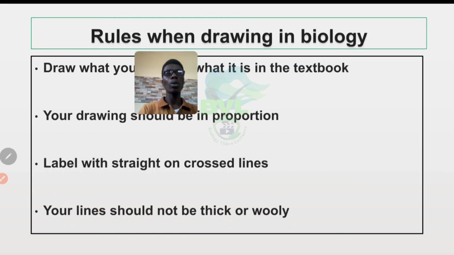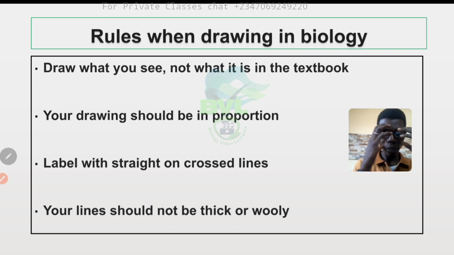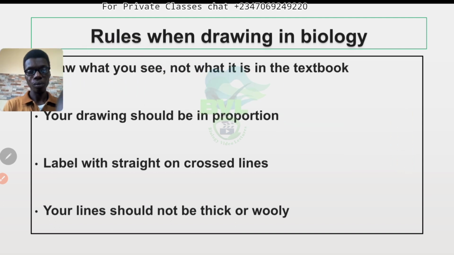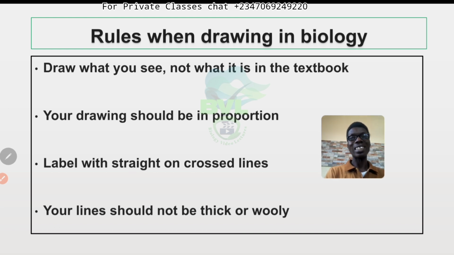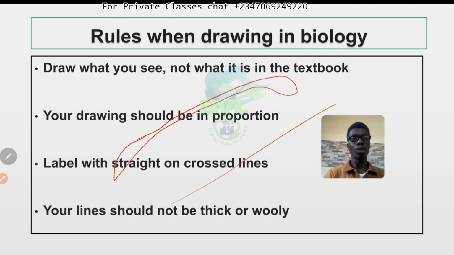Of course, when you want to draw, a time will come where you have to look through the lens, the eyepiece of the microscope. Then you are supposed to draw what you see, not what is in the textbook. What I'm saying is this: maybe you saw a worm that looks like this from the slide of your microscope, but the same worm was drawn like that in the textbook. You're meant to draw what you see, not what is in the textbook.